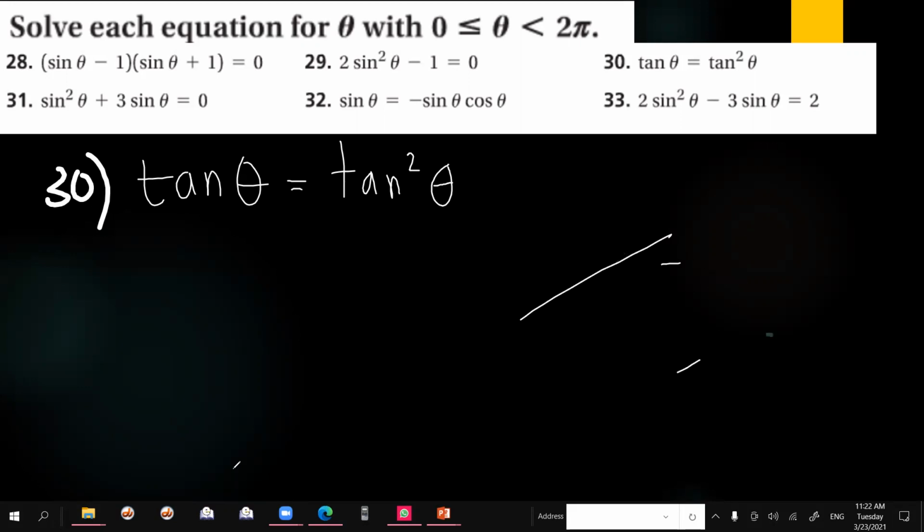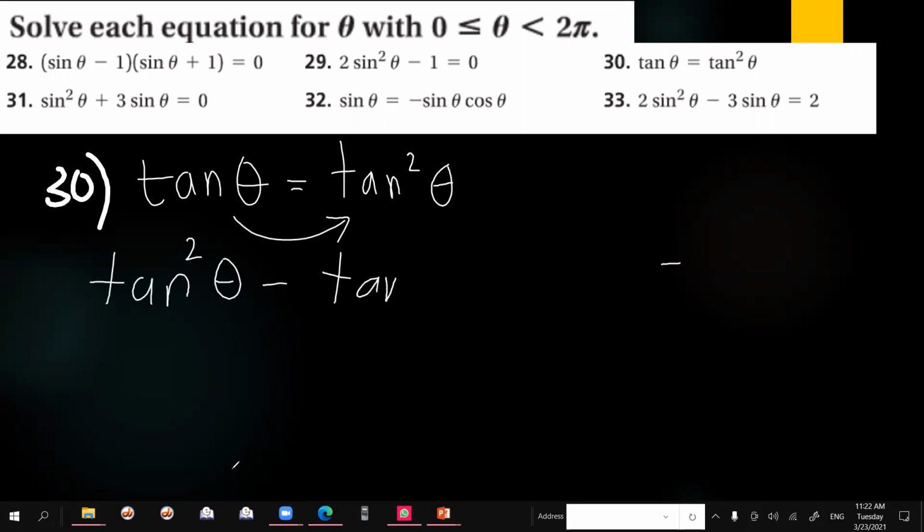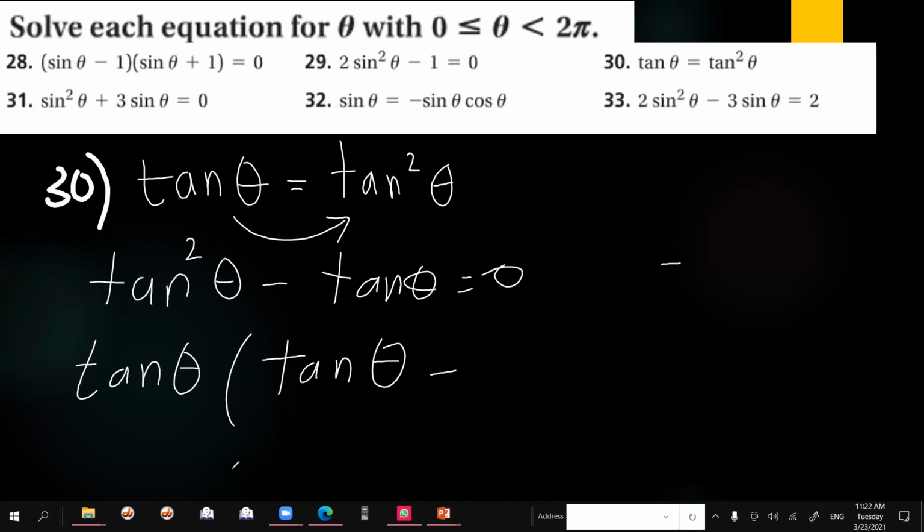Here, I will put tan to the other side, so I have tan squared of theta minus tan of theta equals 0. Then we take tan of theta as a common factor. Then tan of theta times (tan of theta minus 1) equals 0.